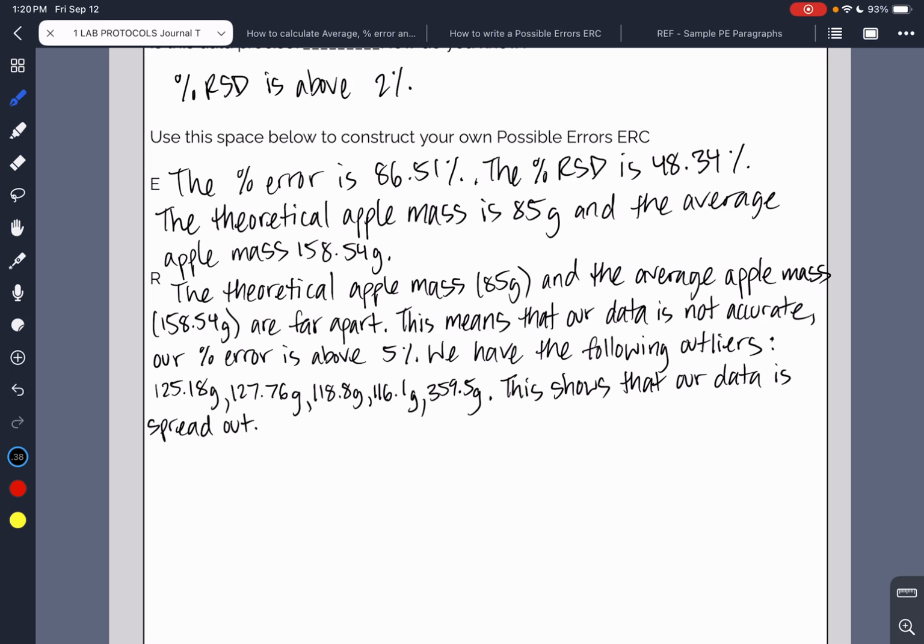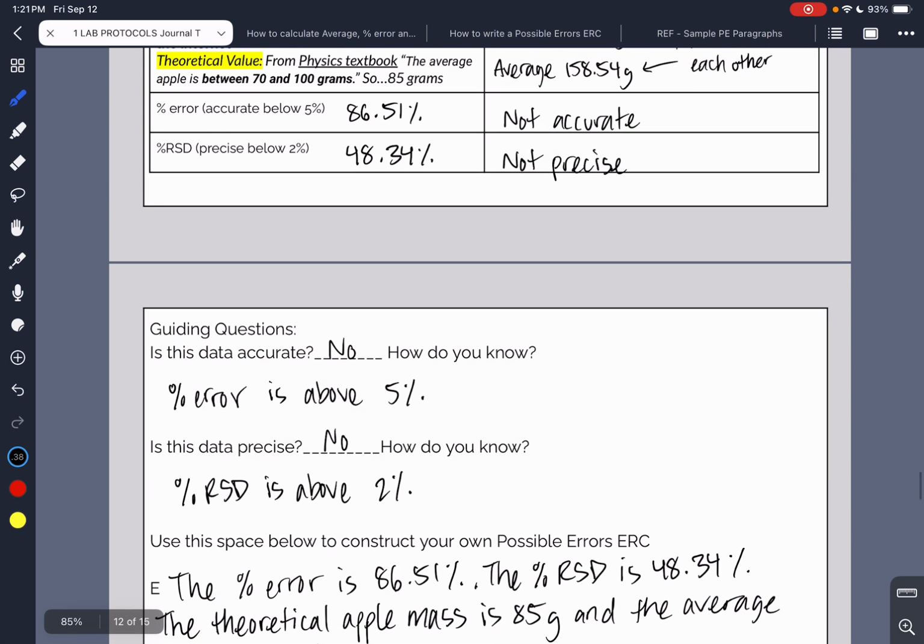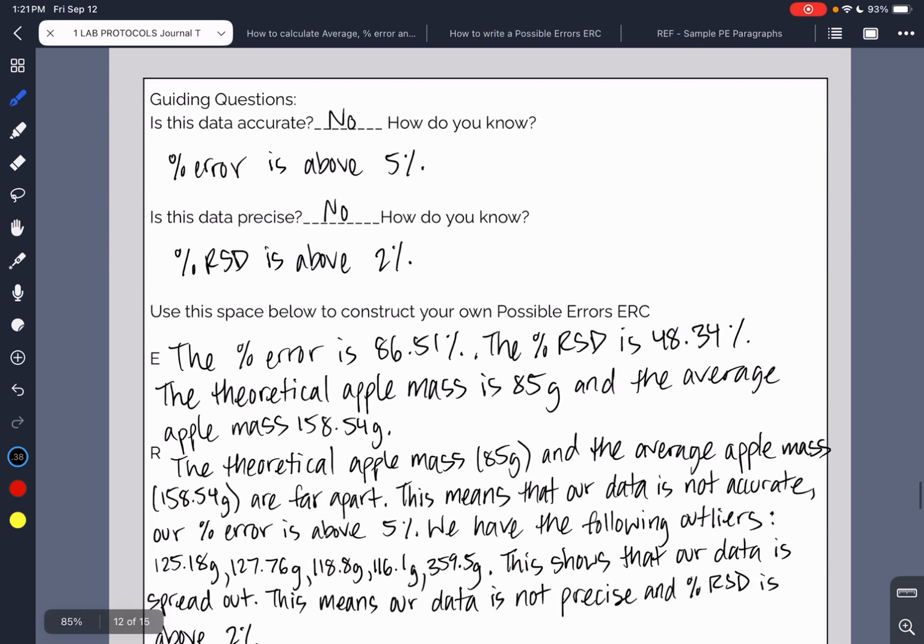The more spread out your data is, the less precise it is. The closer your data is to each other and closer to the average, the more precise your data is. So this shows that our data is spread out. This means our data is not precise, and our percent RSD is above 2%, because our percent RSD was 48.34%, which is way higher than 2%.